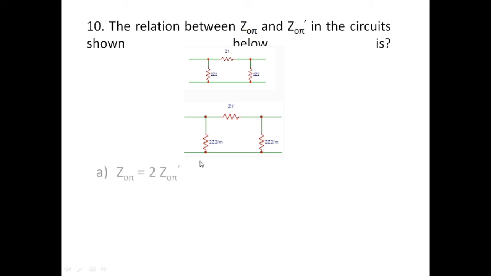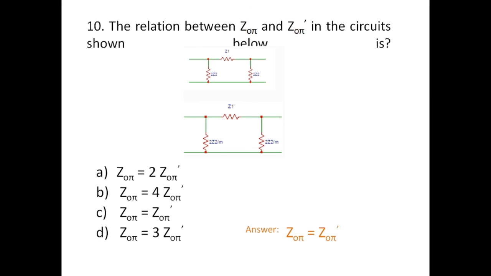Now see the options: Z0 pi equal to 2 Z0 pi dash. Okay, Z0 pi equal to 4 Z0 pi dash. Okay, now Z0 pi equal to Z0 pi dash, right? And Z0 pi equal to 3 Z0 pi dash, and the answer is Z0 pi equal to Z0 pi dash.